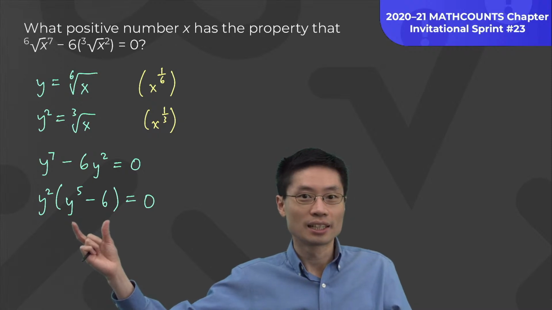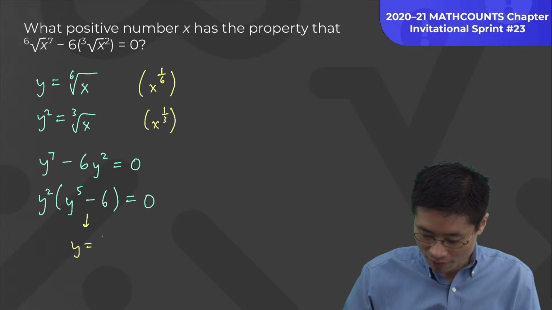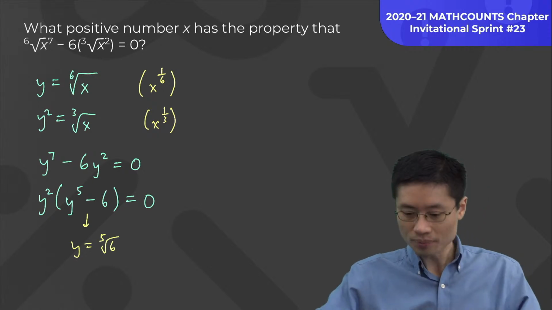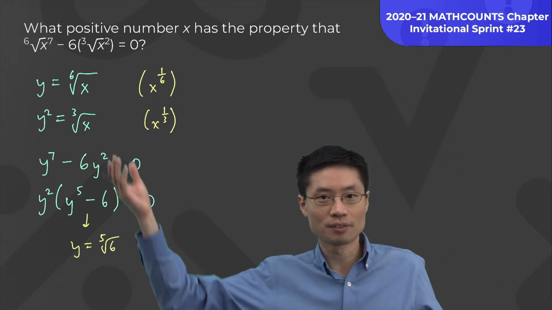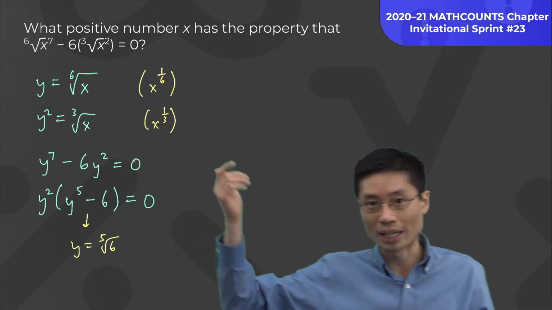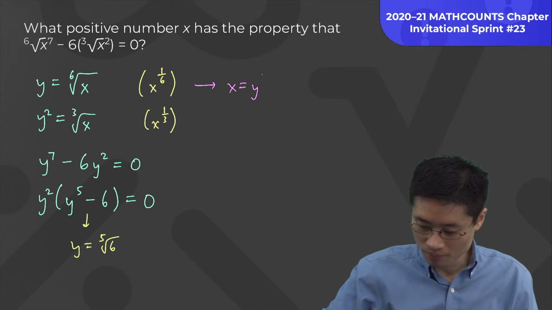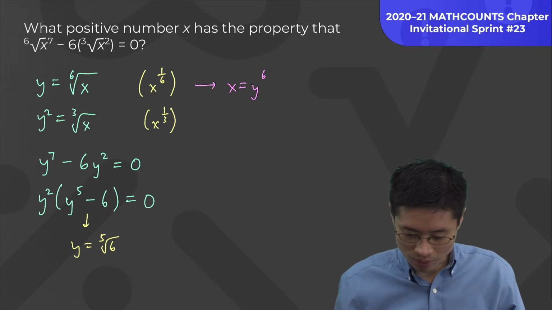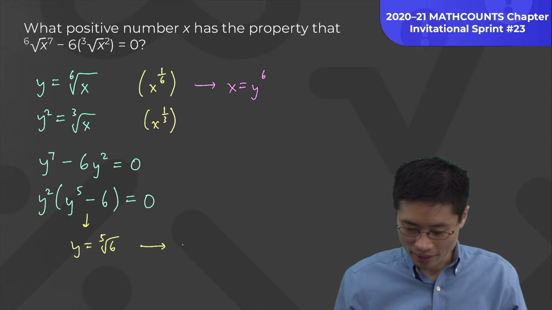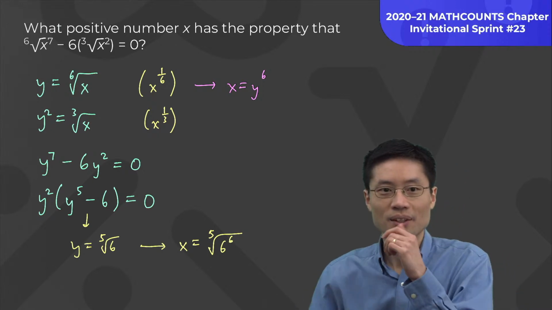If I go over here, then this guy is going to give me 0 exactly when y is equal to the 5th root of 6. Okay, that would work. And then now I just have to say, well, if y was the 5th root of 6, what is x? X is equal to y to the 6th power. So this is weird. Usually the problems don't look this messy, because this would give me that x is equal to the fifth root of 6 to the power 6. Something's fishy. I don't like this.